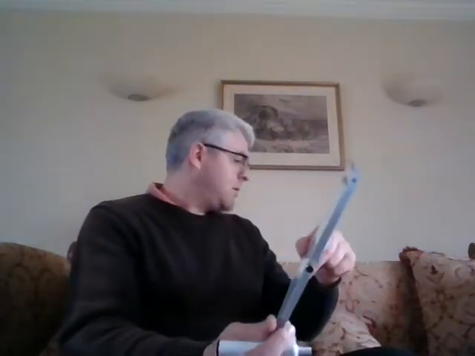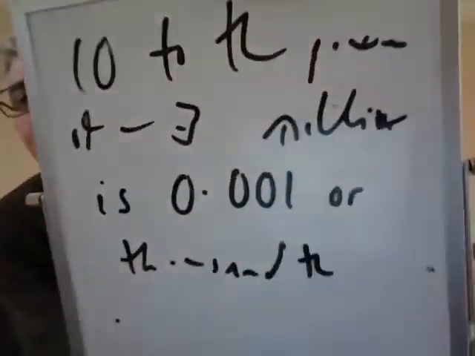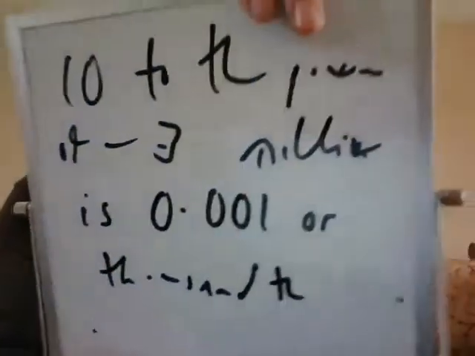And if I just do this one here, 10 to the power of minus 3, that's milli, is this one here. Ten to the power of minus 3, milli, that's milli there, is that one there, and that's milli. Okay, thank you for that. It's milli there. Thanks.